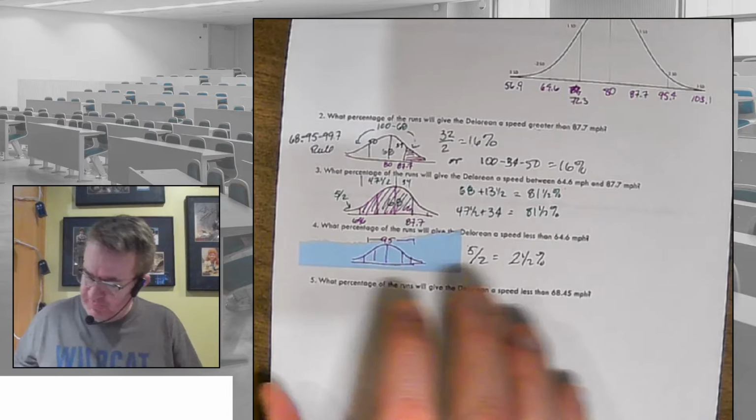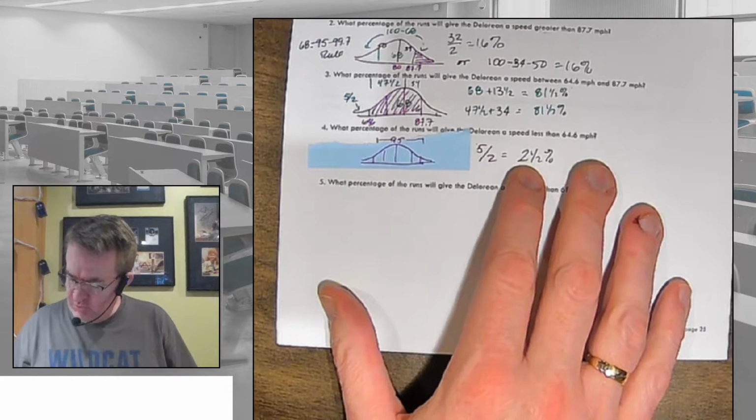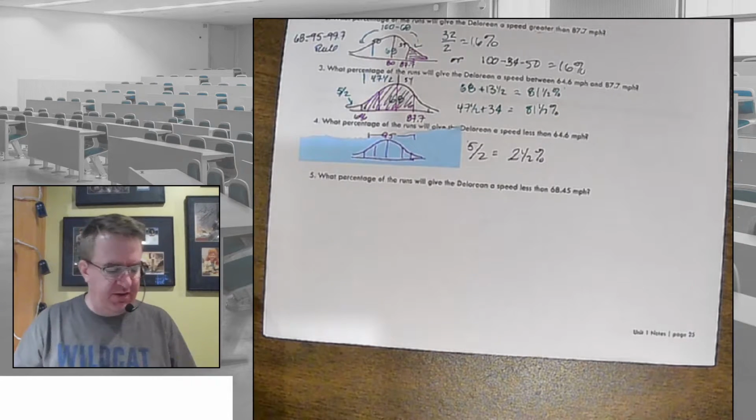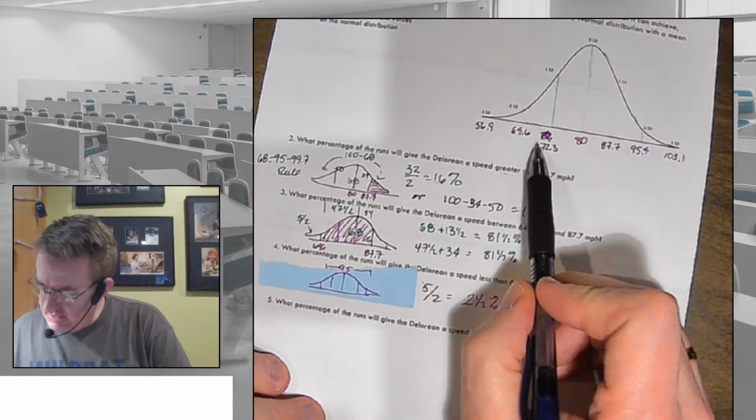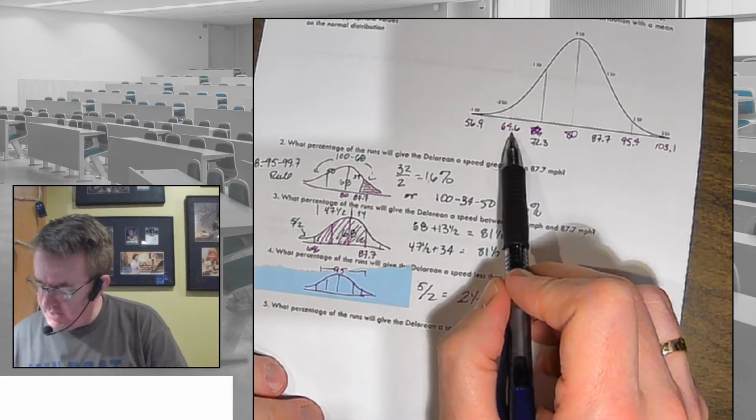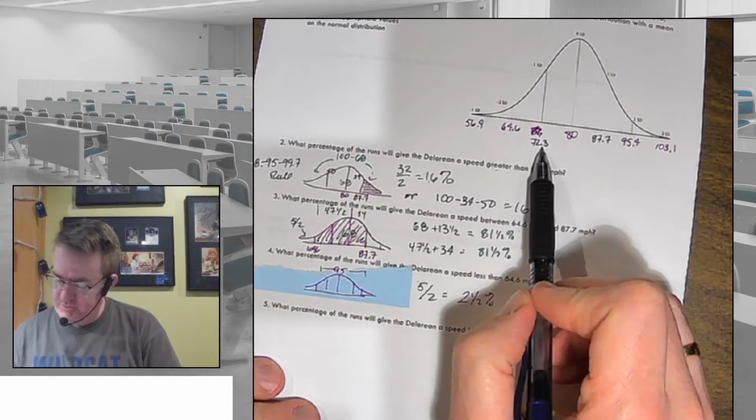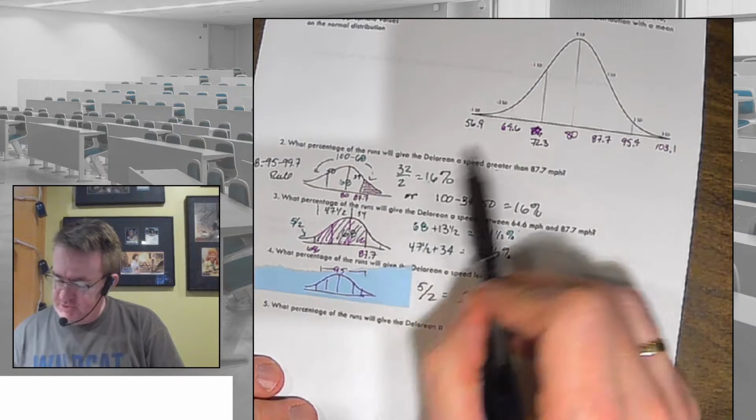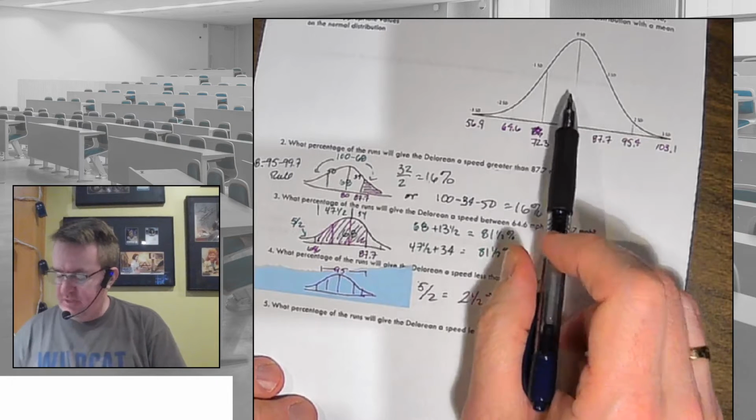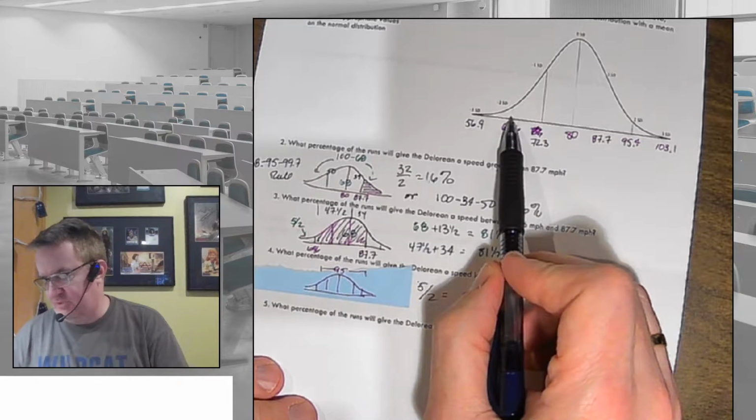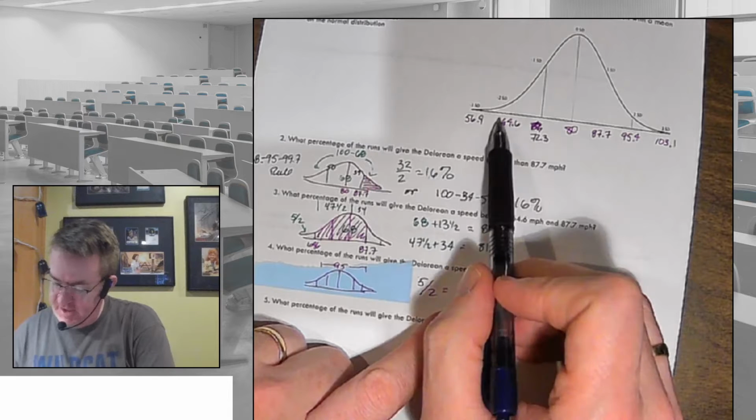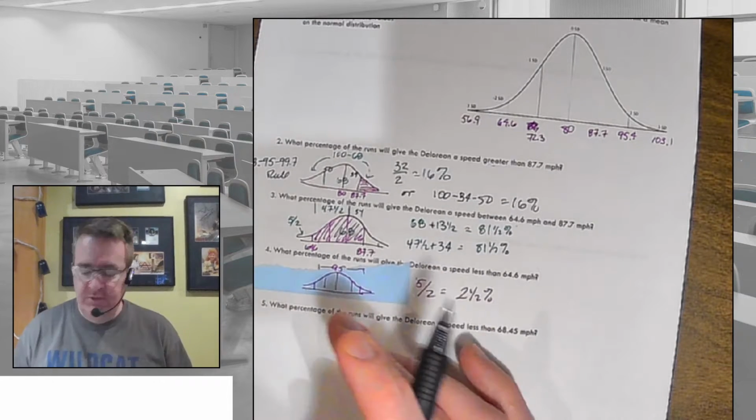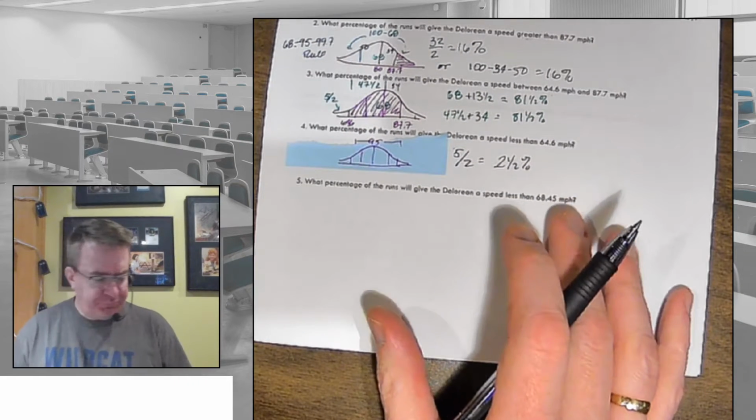Let's take a look at the bottom one. What percentage of the time will the speed be less than 68.45 miles an hour? So you come back up here and you're like, wait a second, 68.45 would happen between these two. Much like this one, this is going to have like 16% from here on. This is going to have 2.5%. So it's going to be more than 2.5%, but less than 16. But how do we figure out the exact value of it?